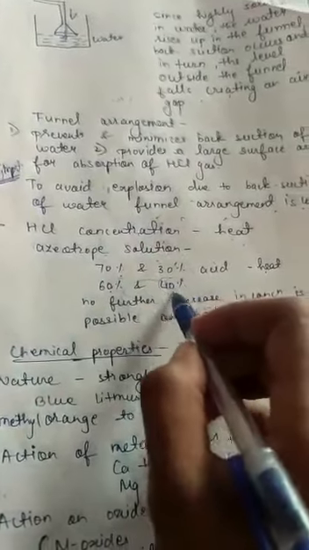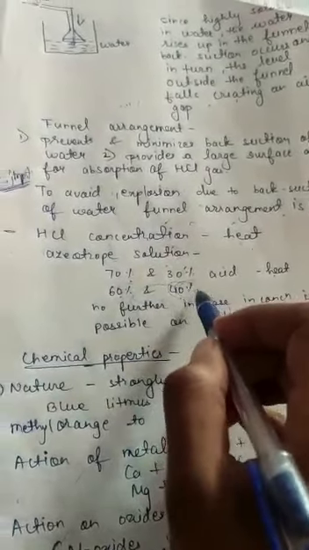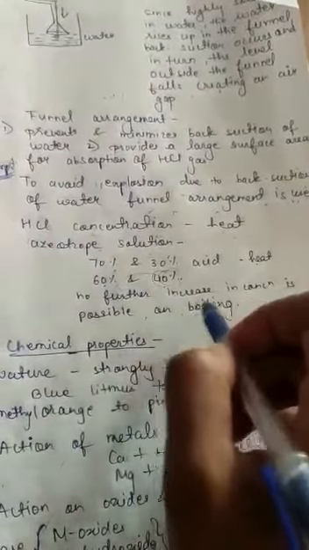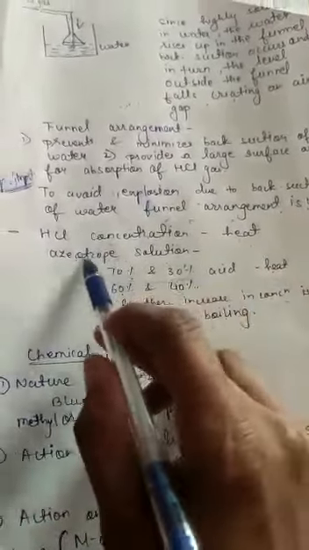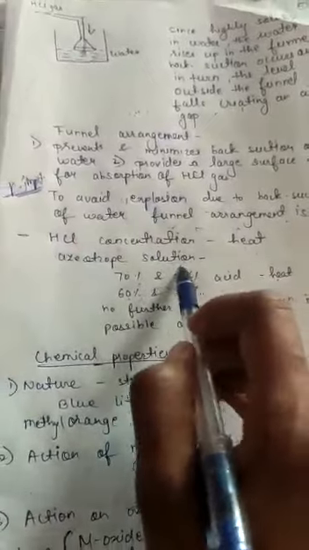So no further increase in concentration is possible on boiling, and therefore we use the azeotrope solution for concentration of HCl. So this is HCl concentration. Now we are going to study the chemical properties of HCl.